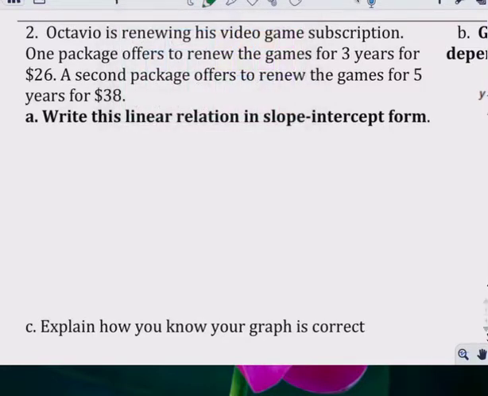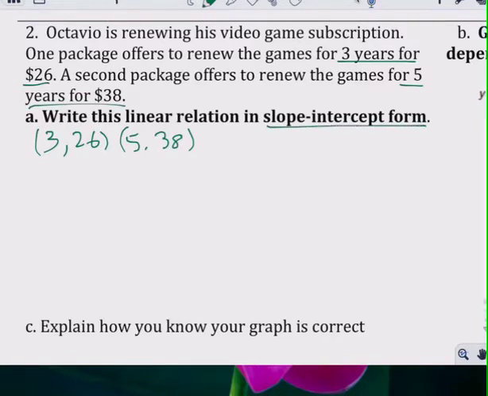Octavio is renewing his video game subscription. One package offer to renew the games is 3 years for $26. The second package offer is to renew the games for 5 years for $38. In slope intercept form, linear means a line, so this is going to create a line.